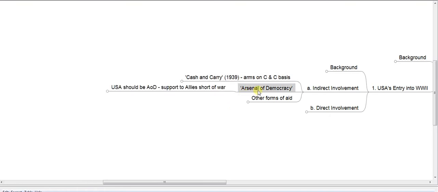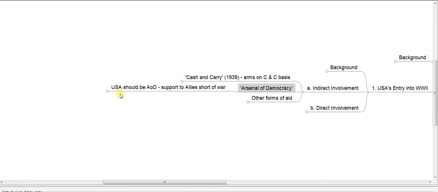Another way that America was indirectly involved was through the arsenal of democracy. Basically, an arsenal is a place where weapons are kept. So arsenal of democracy means that the USA was there to stand up for democracy, which was basically helping democratic countries like Britain fight against undemocratic countries like Nazi Germany.